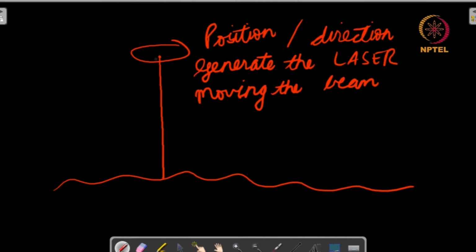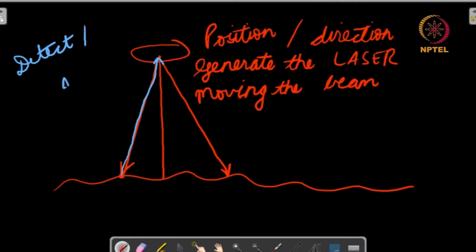So this laser beam can be moved. It can be, say, moved like this, or it can be moved like this. Now if you have a laser beam that is moving like this, then it will interact with this surface at this point, and we will get a return laser. Now the return laser will move back to the aircraft, and now you require a mechanism to detect this laser, or probably also to measure the laser.